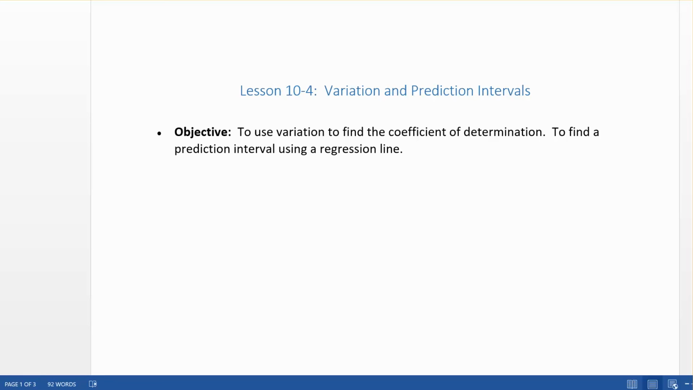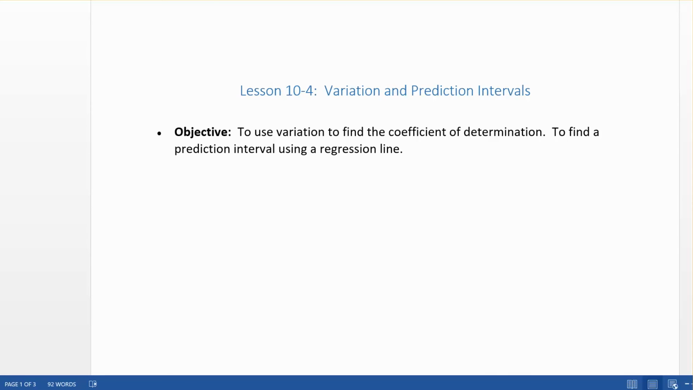which is on variation and prediction intervals. And our objective for today is to use variation to find the coefficient of determination. We've already looked at that a little bit. We'll explore a little bit more today. And then to find a prediction interval using a regression line.